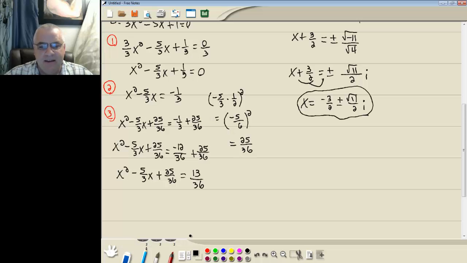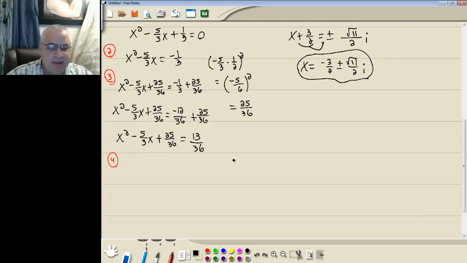Step 4. Factor the left side. Again, it'd be kind of hard to do if we didn't remember a trick. So this is going to be x minus 5/6 squared equals 13 over 36. Again, whatever number is inside your parentheses, right before you square it, sign included, is always what goes right here.